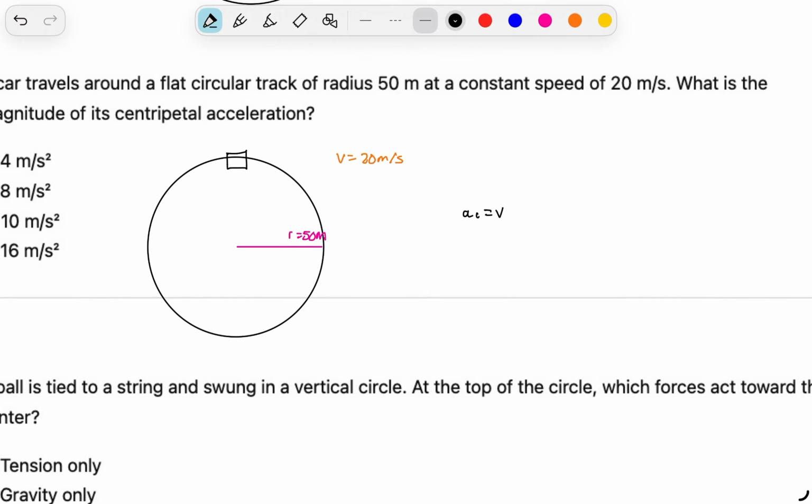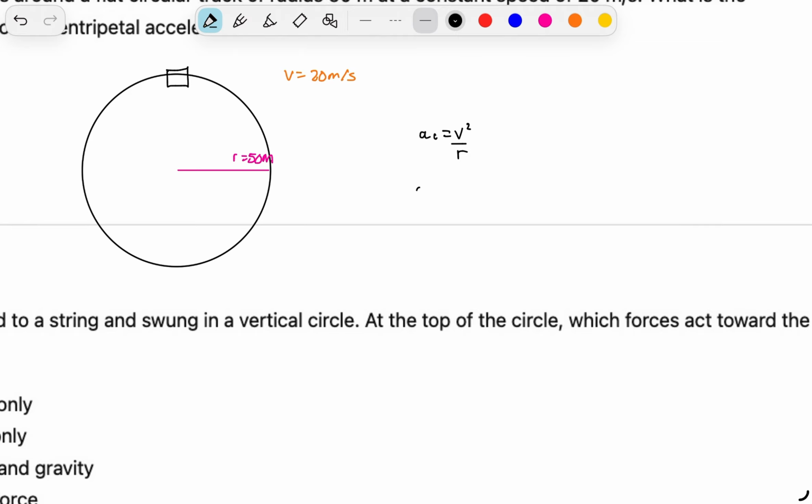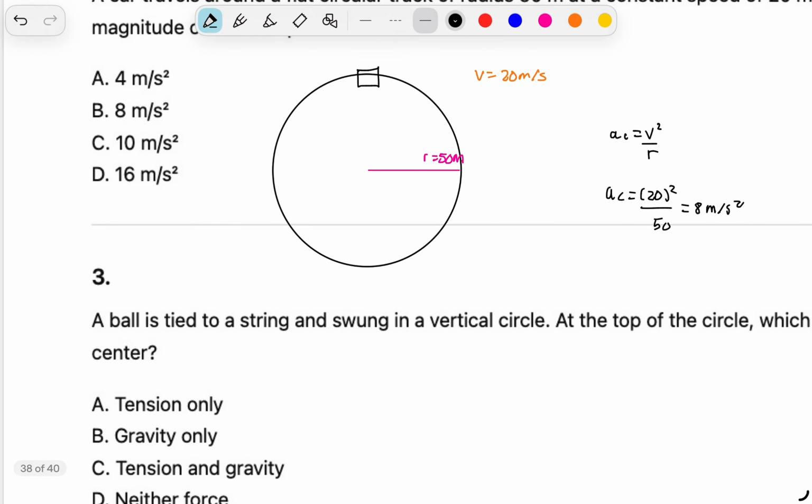Ac is equal to velocity squared over your radius, and this is the formula you're always going to use. So Ac is equal to 20 squared divided by 50. So that's equal to 8 meters per second squared, which is going to be B.